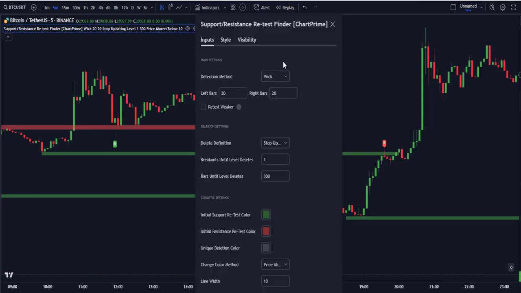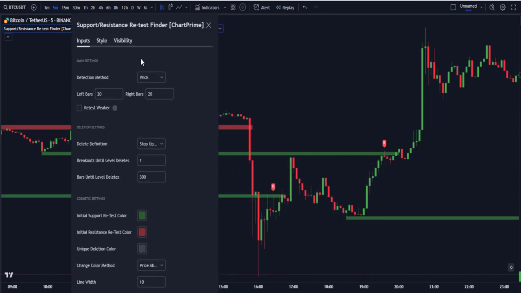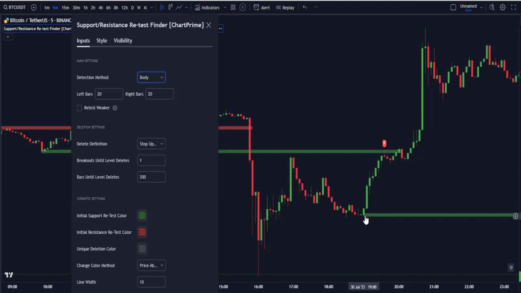On the input setting, here you can see that on detection method it has 2 options, which are the wicks and the body. When you set it on the wick, it means that the support and resistance will start from the wick of the candlesticks. And if you set it to the body, it means that the resistance and support will start from the body of the candlesticks. Here you can also see the left and right bars, which you can change to any number of your choice. You need to know that the more numbers, less signals, so we leave it at default.